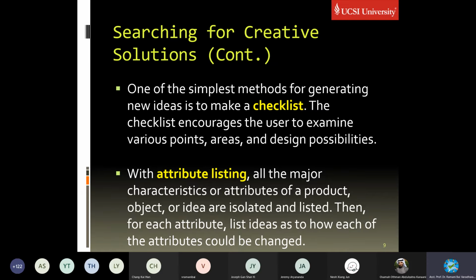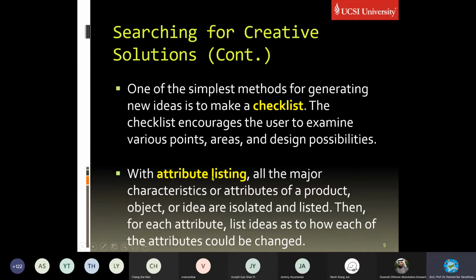or at any fifth line, sixth line, if it is a coding program, sixth line or 100th line. All these things can help you. With attribute listing, all the major characteristics or attributes of a product, object, or idea are isolated and listed. Yeah, the same thing I can say. With a checklist, you should have a list of things done, whether you gathered, you checked, and then it will also help you for improvement wherever any problem occurred.